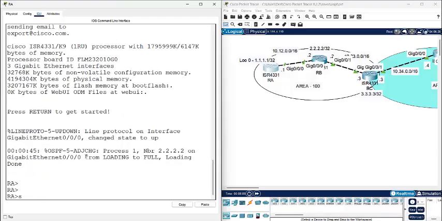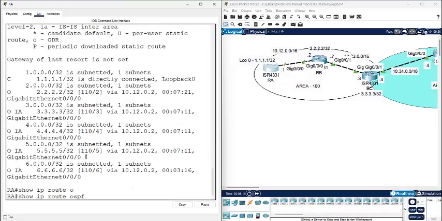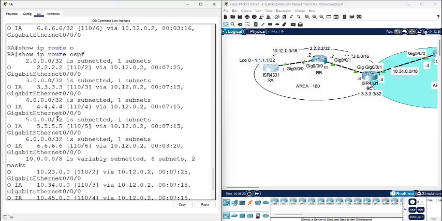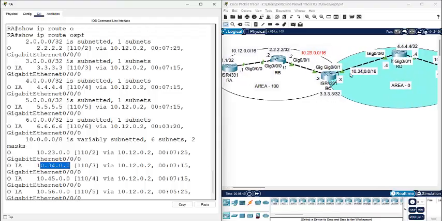Now in router 1, if you notice, show ip route ospf. Show me only the OSPF routes. You can see here for 2.2.2.2, it shows O only because it is in the same area. And 10.23, this one, that also will have only O. Anything outside this area 100, like for example 10.34, that is in area 0. So you have O IA. You understand the difference between O and O IA?